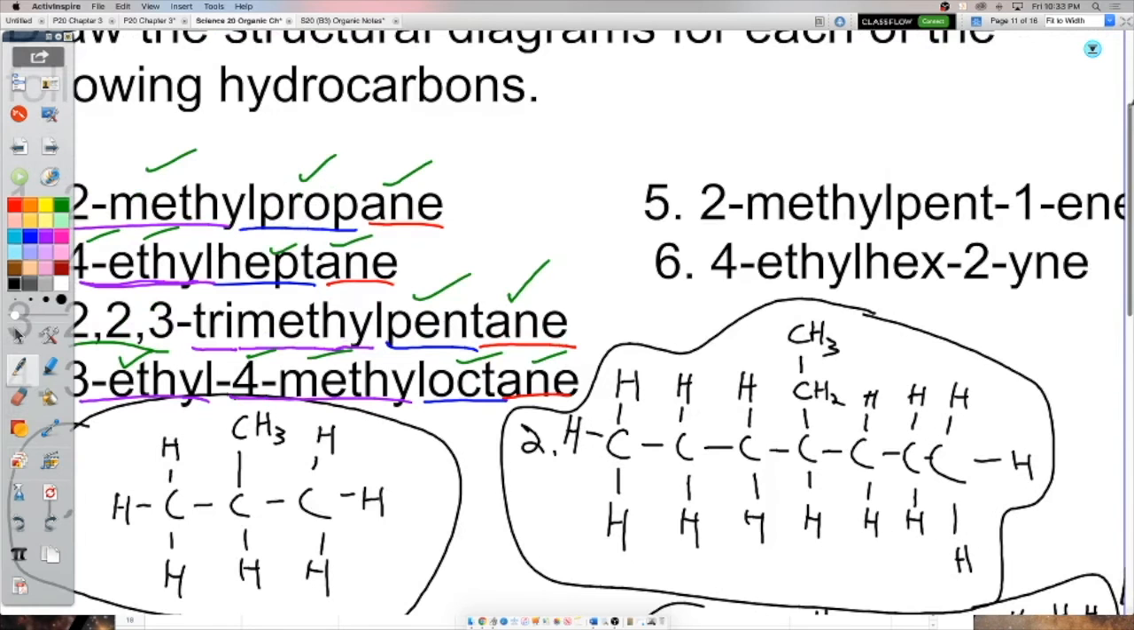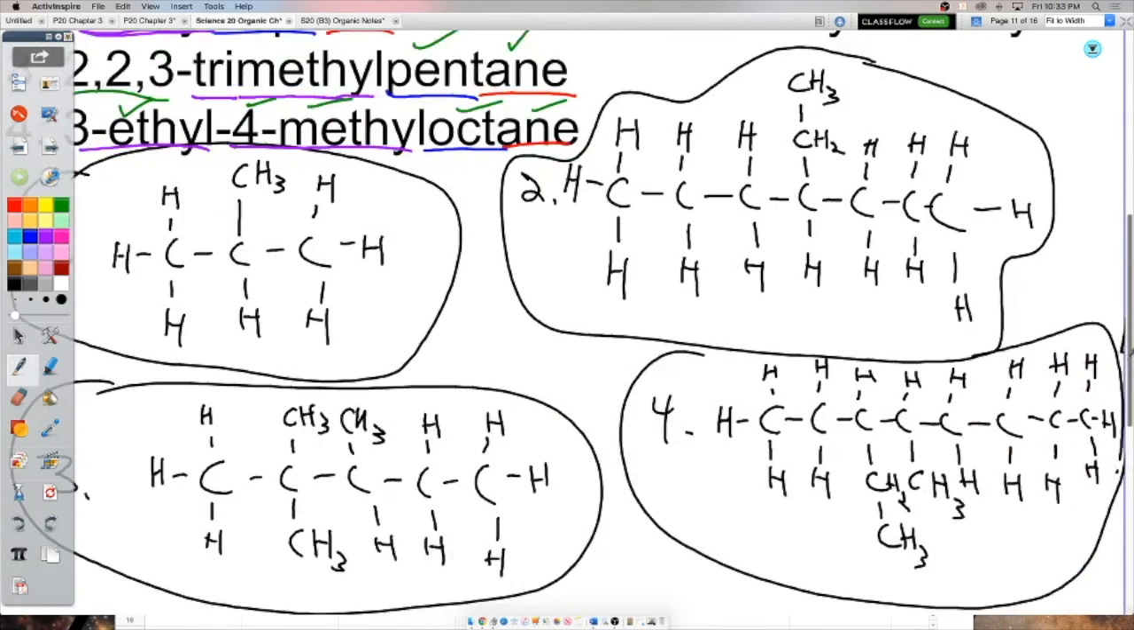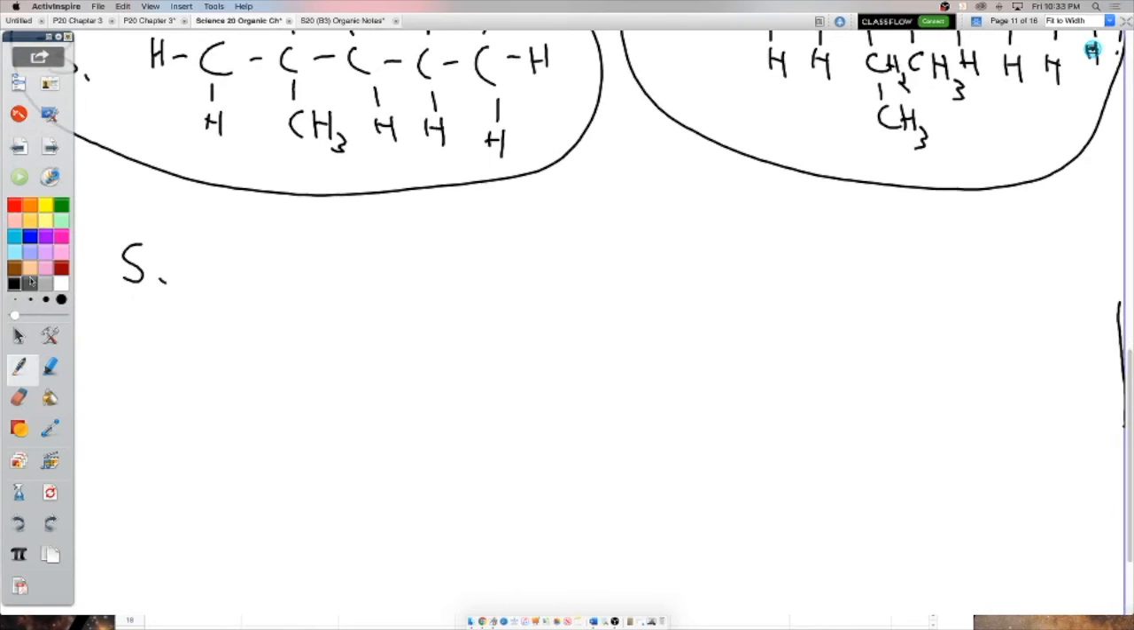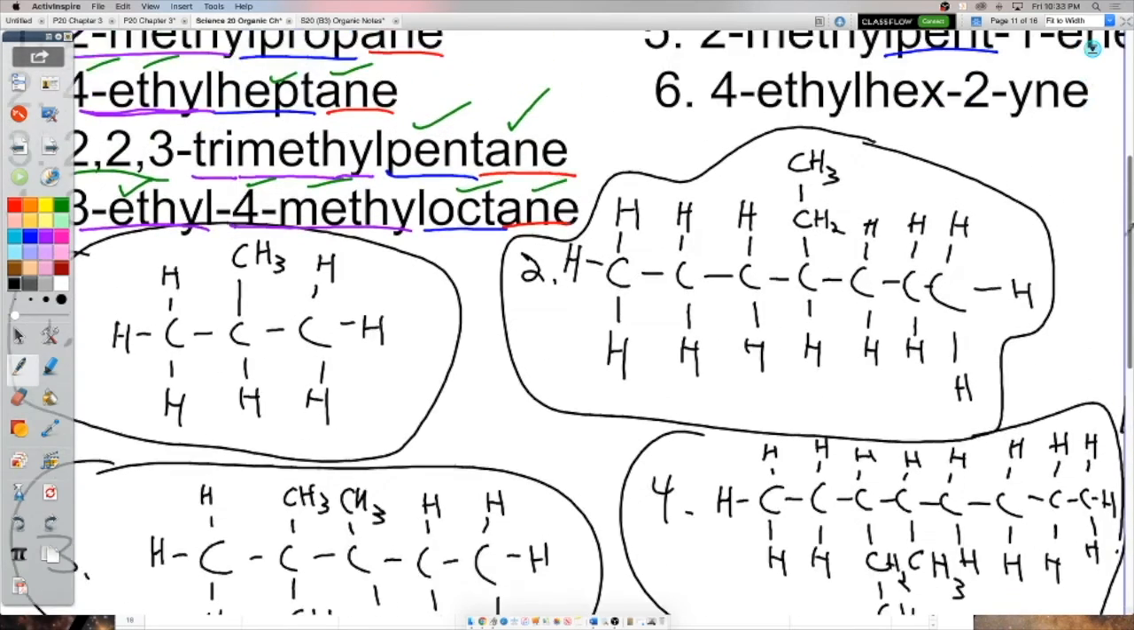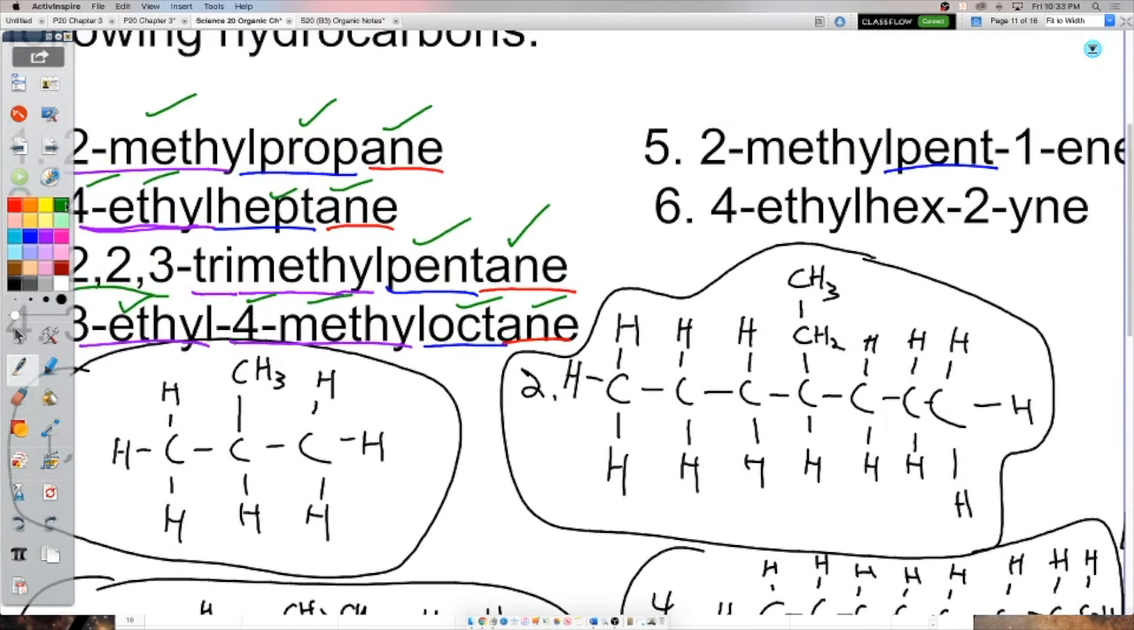Okay, number 5, 2-methylpent-1-ene. So don't get overwhelmed. Start with what you know, right? Because it's always the same process. We build up our base chain, and then we stick pieces on where we need to. So pent means 5. 1, 2, 3, 4, 5. There we go, right? Not so bad so far. Pent, good, we dealt with that. Check mark.